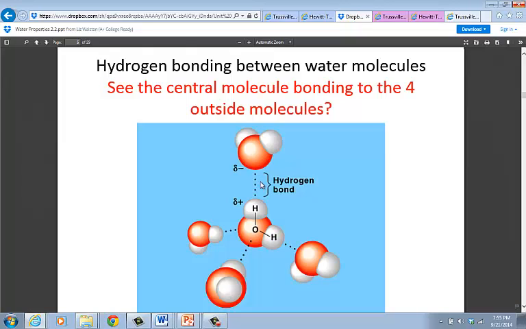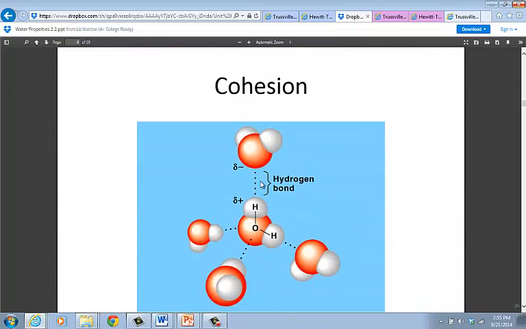That hydrogen bond also helps water to conduct electricity very well, which is why we don't plug things in or unplug them when we have wet hands. We don't touch electricity because those electrons are going to transfer very easily through water. They're going to be conducted through water.